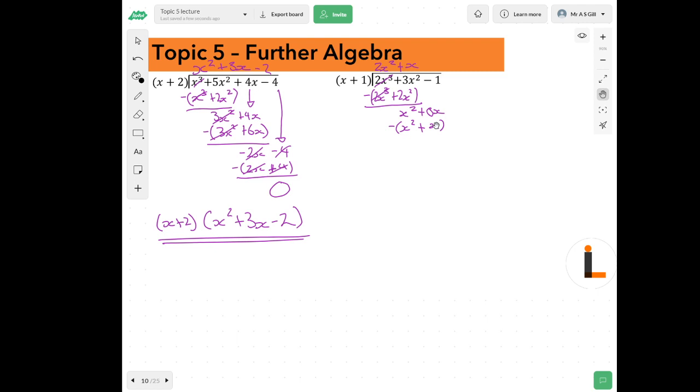So this 0x just allows us to have something that we can subtract away from. So we end up with minus x. I'll bring the minus 1 down here. End up with 0. So we get this as our final answer.